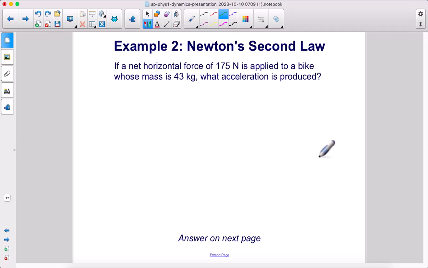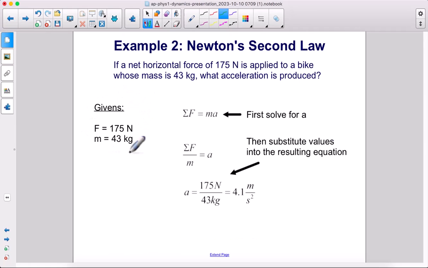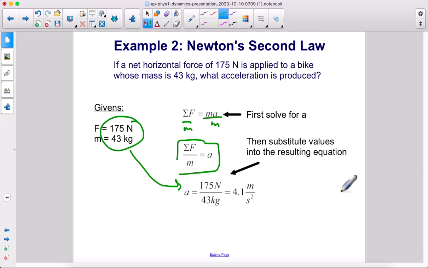If a net horizontal force of 175 newtons is applied to a bike whose mass is 43 kilograms, what acceleration is produced? First, we list our givens over here, then we choose our equation, we solve it for a, so that means dividing both sides by m. So we have our new equation. Then we plug in our values right there, and we get 4.1 meters per second squared.